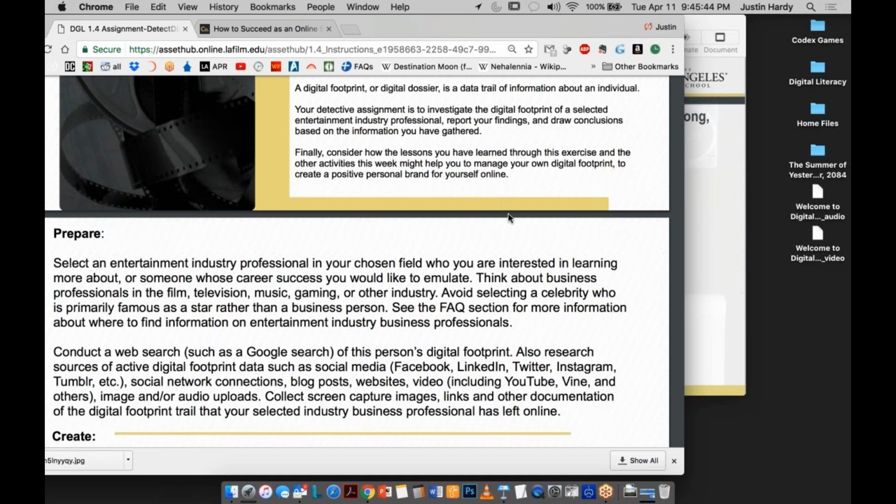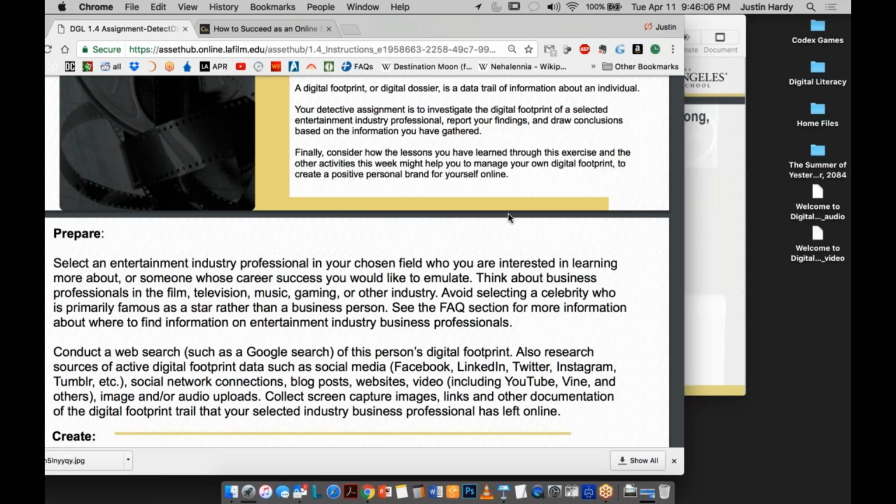A digital footprint or digital dossier is a data trail of information about an individual. We all have them. If you've got a Twitter, a Facebook, an Instagram, whatever it is, you've got a digital footprint. If you've ever posted on an internet forum, you've got a digital footprint. If you've ever used the internet, period, you've got a digital footprint. This is something that no one can avoid.